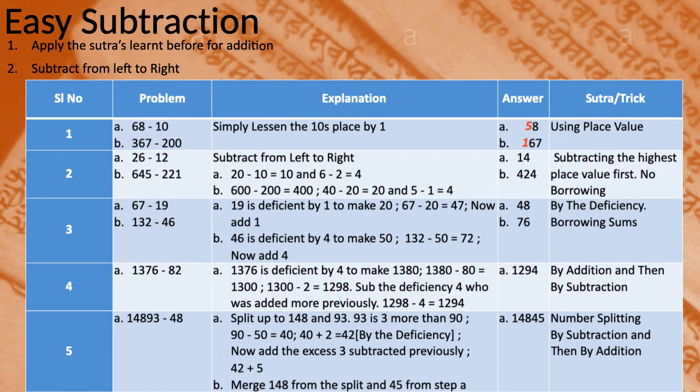What we can do is, this 93 is 3 more than 90. Remember that 3. And this 48 is 2 less than 50. Remember the 2 as well. 90 minus 50, very easy, right? Using place value, it becomes 40. Now, we had used the deficiency trick for that 48, we had made it 50. That 2 we have to add back. So it becomes 42.